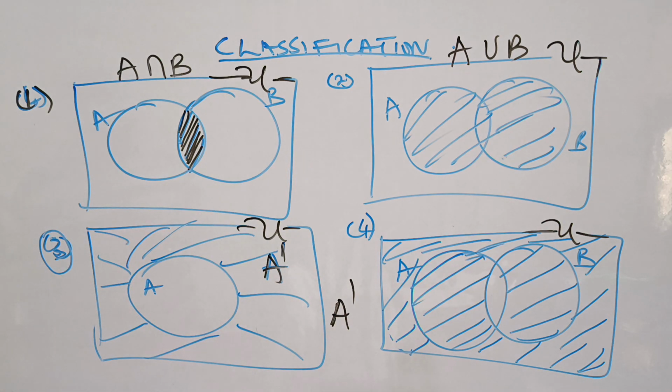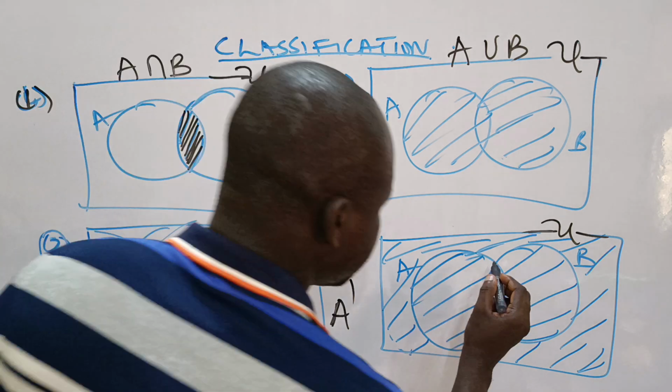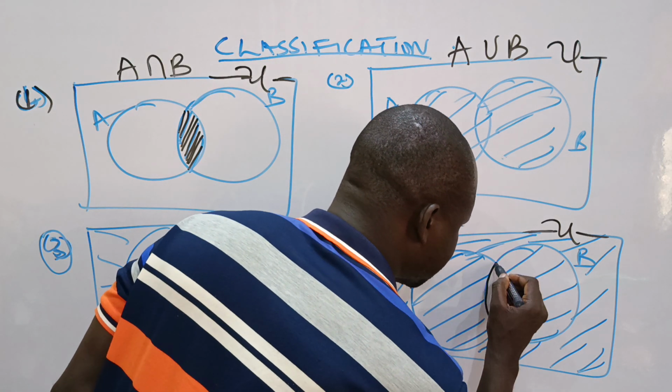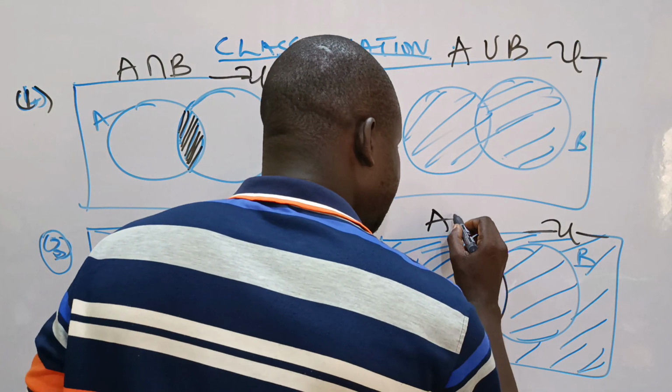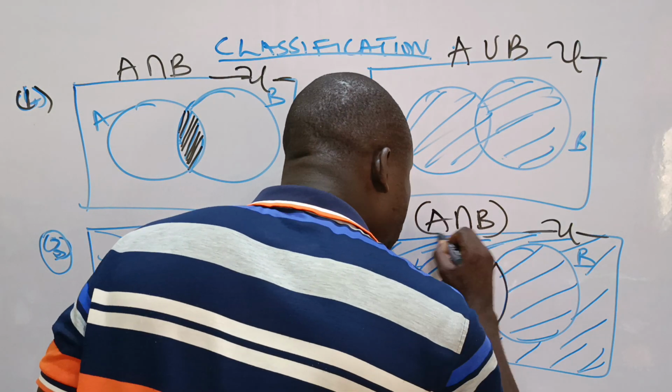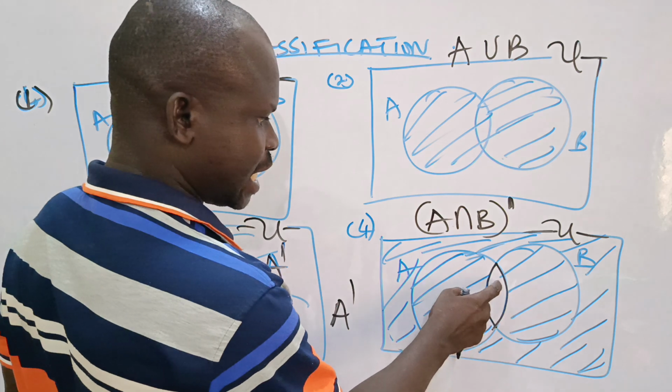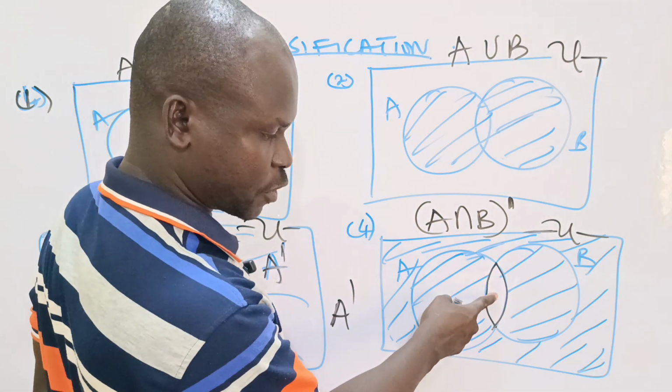Now what about the fourth diagram? Look at the shaded portion. The only place that we didn't shade is where A and B overlap. That simply means this unshaded portion is A intersection B, and the shaded part is the complement.